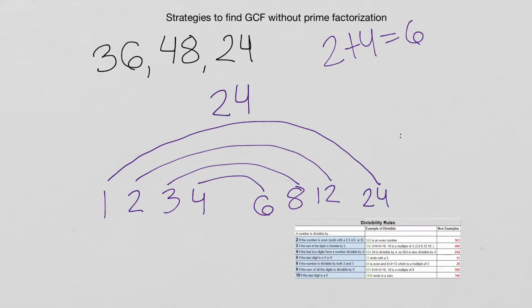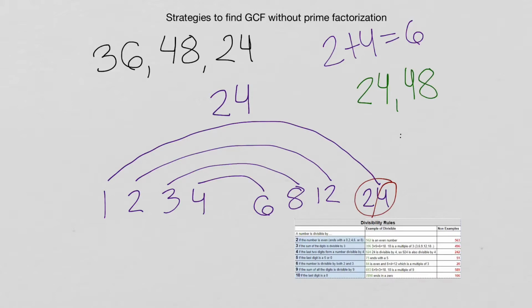Because I'm looking for the greatest common factor, I'm going to start with the largest factor of 24, which is 24. If I skip count by 24, I go from 24 to 48. This means that 24 is a factor of 24, and 24 is also a factor of 48. But because my numbers skip over 36, 24 is not a factor of 36.